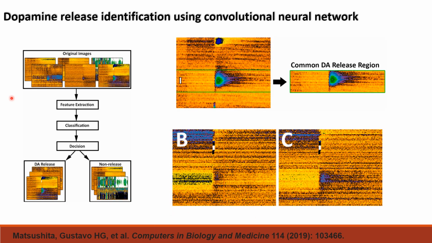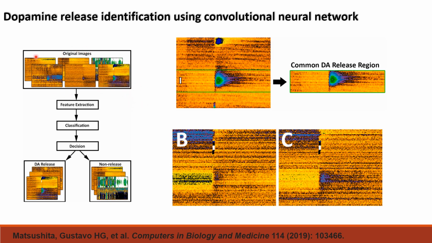So, the next example is the identification of dopamine. When dopamine is released in the living cell, we get a signal. Here, this is the fast cyclic voltammetry, which is cyclic voltammetry versus time. This is the time, this is the CV data. And we can get a 2D image like this.